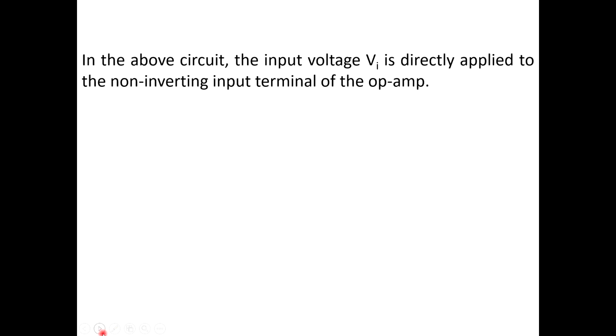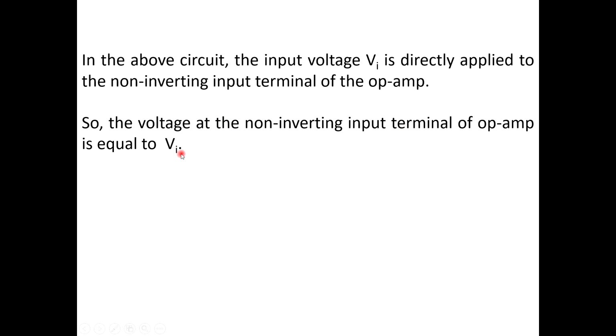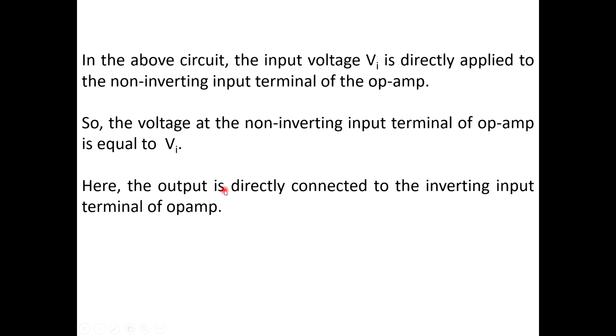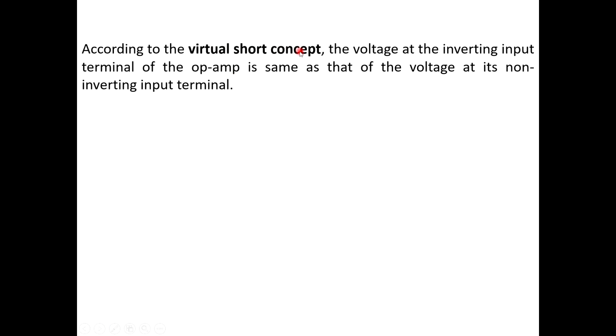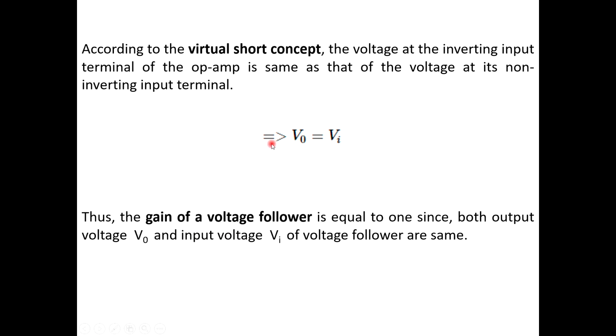Okay. So in the above circuit, the input voltage Vi is directly applied to the non-inverting input terminal of the op-amp, and the voltage at the non-inverting input terminal of the op-amp is equal to Vi. The output is directly connected to the inverting terminal of the op-amp because there is no feedback resistance, that is 0. So hence the voltage at the inverting input terminal of the op-amp will also be equal to V0. So according to the virtual short concept, the voltage at the inverting input terminal of the op-amp is the same as that of the voltage at the non-inverting input terminal. Okay, that is V out is equal to Vi. So this is a simple voltage relation for the op-amp which is connected as a voltage follower.